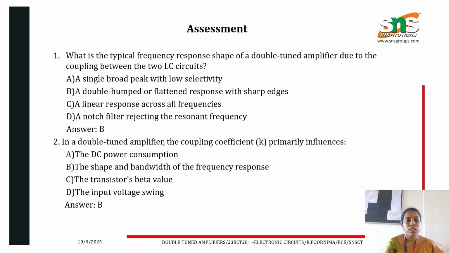And let's see the assessment questions. What is the typical frequency response of a double tuned amplifier due to coupling between two LC circuits? The answer is a double humped and flattened response with sharp edges. In a double tuned amplifier, the coupling coefficient primarily influences the shape and bandwidth of the frequency response.